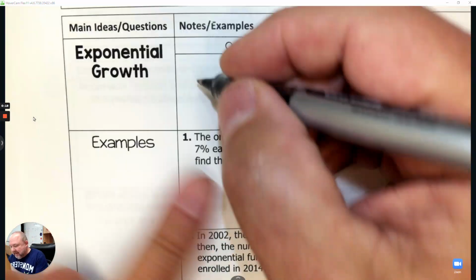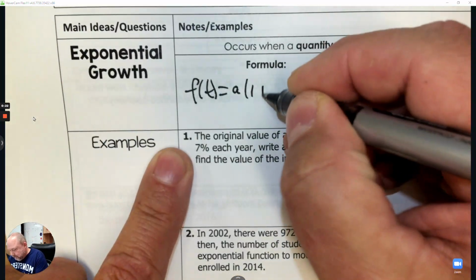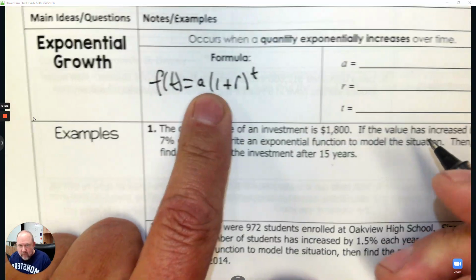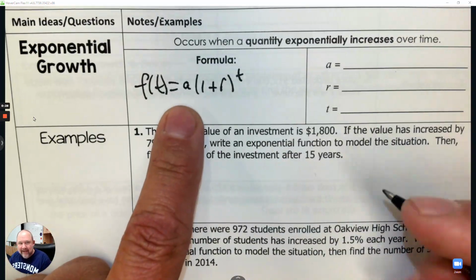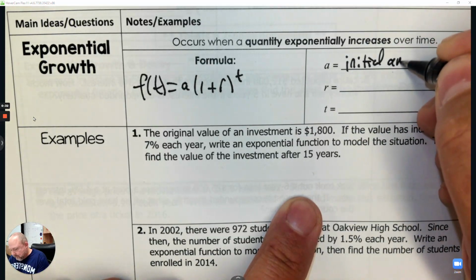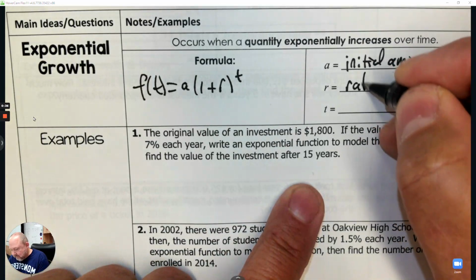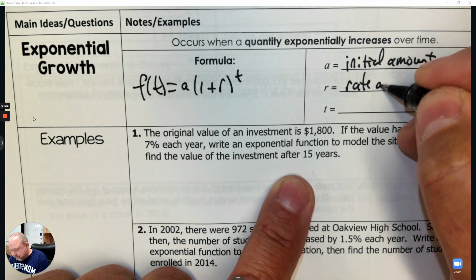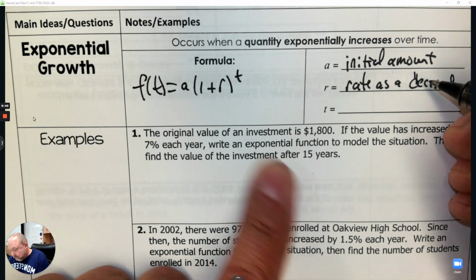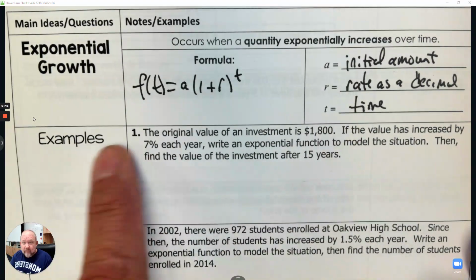So, when something grows exponentially, we're going to use this equation. And for this equation, we have three variables. A is going to be the initial amount. R is going to be the rate as a decimal. And T is going to be the time. So this is what I'm looking for when I read the story.